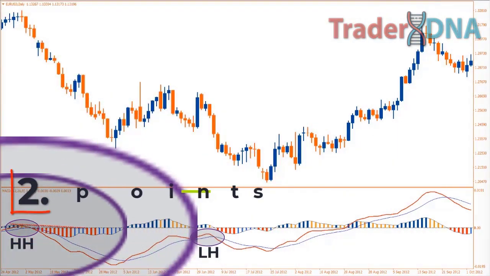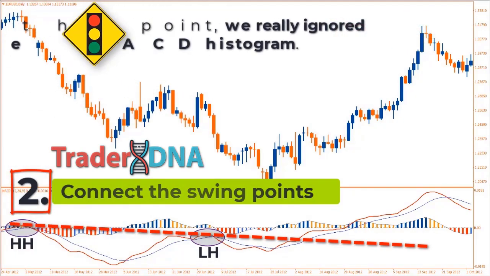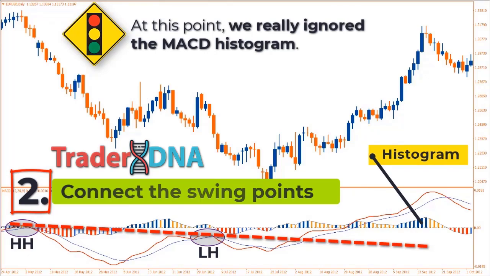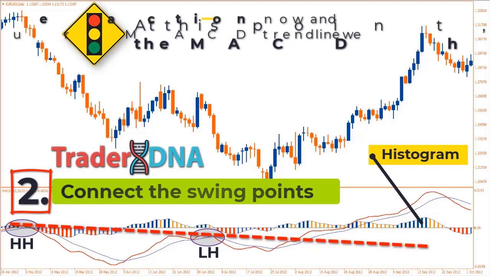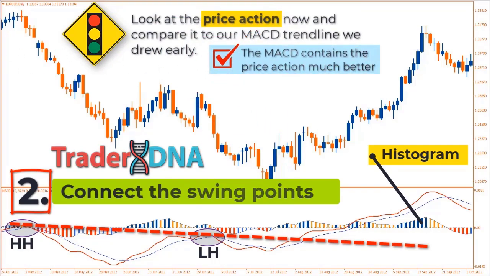Step number 2. Connect the MACD line swing points that you have identified in step number 1 with the trend line. This step is quite simple, right? At this point, we really ignored the MACD histogram because much of the information contained by the histogram is already showing up by the moving averages. Look at the price action now and compare it to our MACD trendline we drew early. We can clearly notice that the MACD contains the price action much better and reflects the trend much clearer.